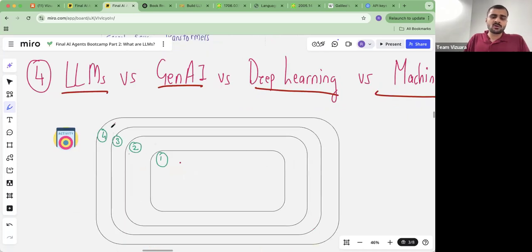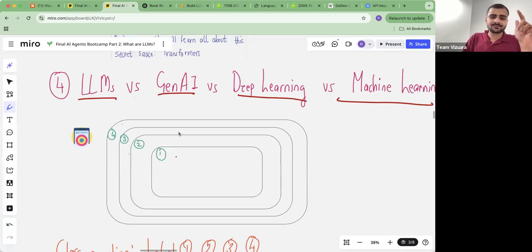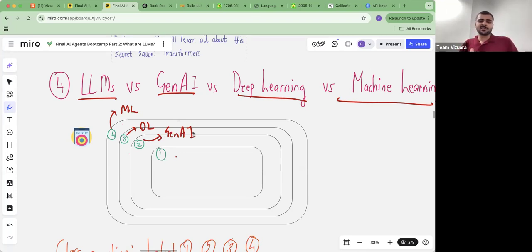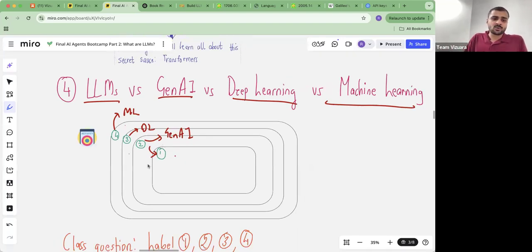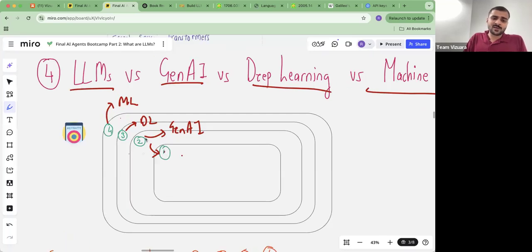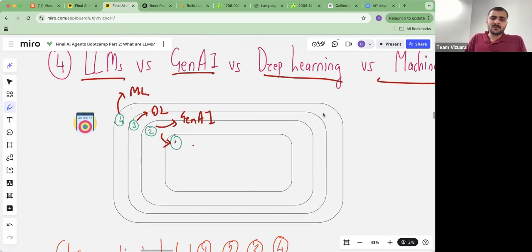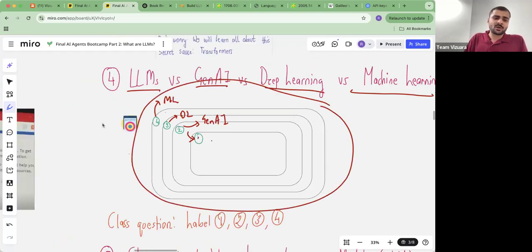So let's start with four. What is four among these? Four is actually machine learning. That's the broadest space. Within that comes deep learning, which involves gradient descent and neural networks. Within that comes generative AI, where we have multiple modalities such as vision, text, etc. And within generative AI, the further subset is language models. That's the narrowest criteria here. So what we are studying right now is a subset of generative AI, which is a subset of deep learning, which is a subset of ML. And the superset of all of this is artificial intelligence, or AI rather.